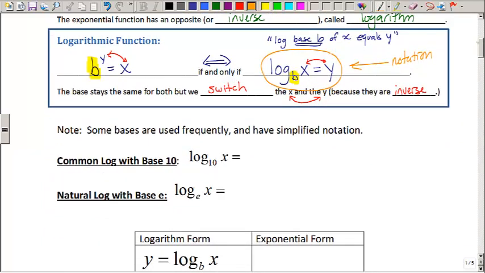Now, some bases are used frequently and have simplified notation. The first simplified notation is of the common log, and the common log always has base 10. So we have log base 10 of any argument, in this case we'll say x, can be rewritten as log x. Notice I didn't put a base here at all. If there is no base here, you need to assume that the base is 10, which is the system that we work in.